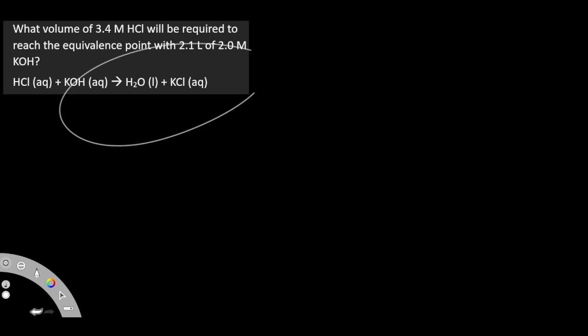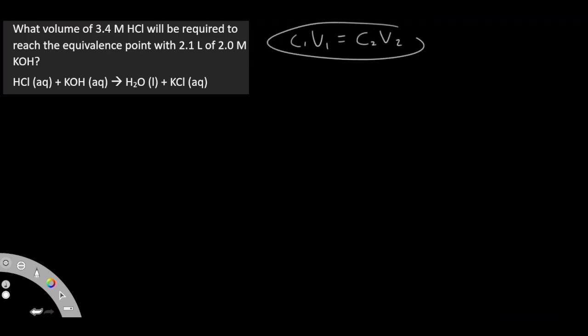Now I want us to have a look at this question here, and I don't want you to use it in a way where you learned it in your previous grades of C1V1 is equal to C2V2. Okay, we could use that. However, I do want you to think about this in a different sense and use it more logically as opposed to just formula. So what do I mean by equivalence point here? Remember, that's when you pretty much hit a pH of 7, when they completely fully react, the moles of the acid and the moles of the base.